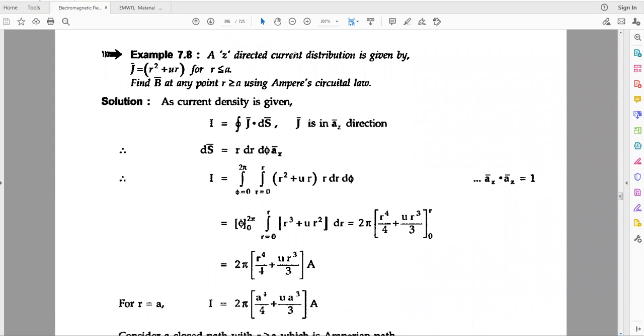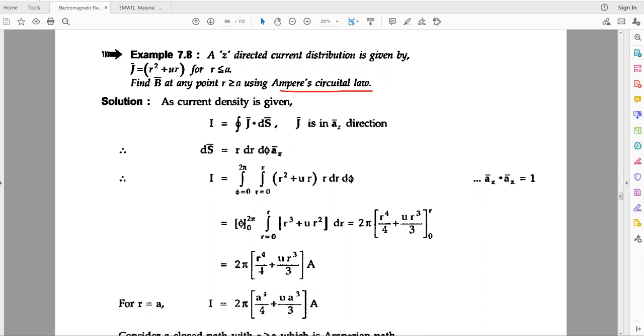A Z-directed current distribution is given by J bar for R less than or equal to A. Find B bar at a point R greater than A. So, given that for R less than or equal to A, they are asking to find B bar at any point R greater than or equal to A using Ampere's circuital law.